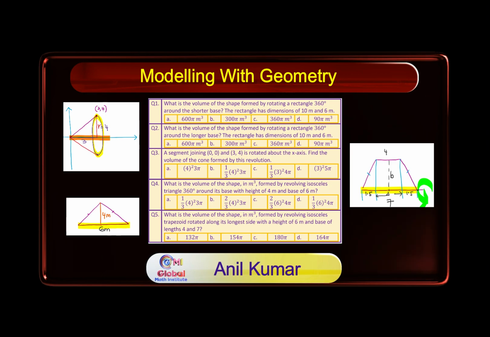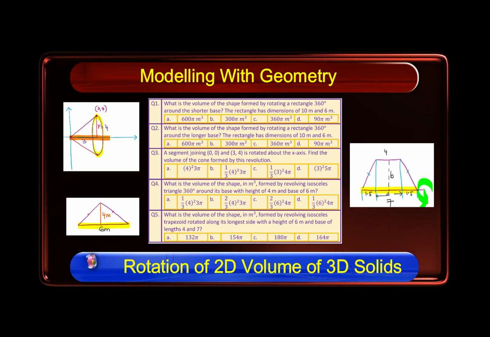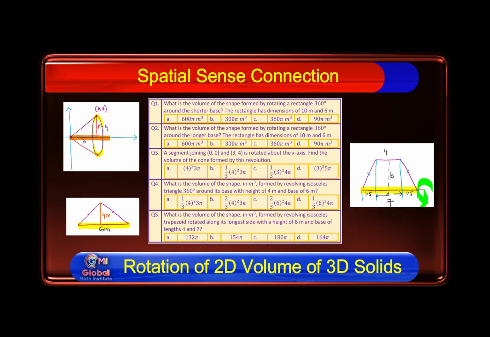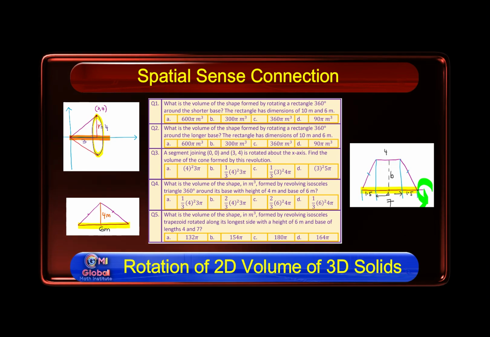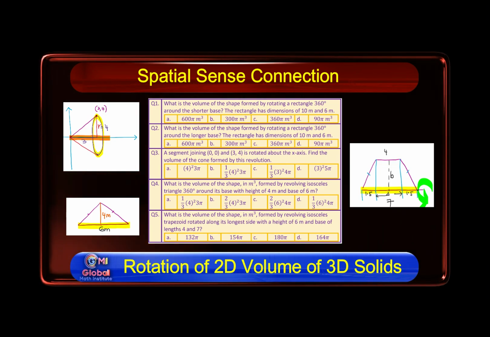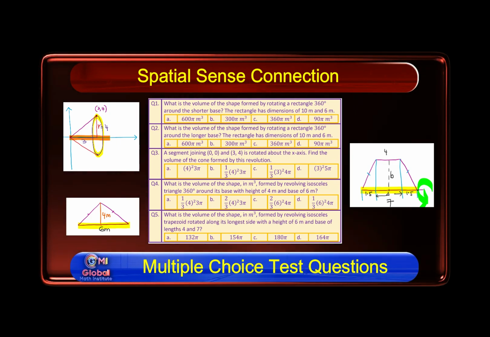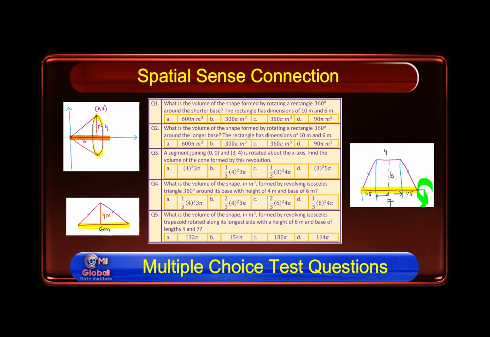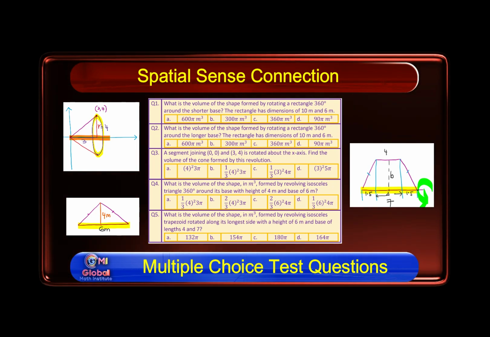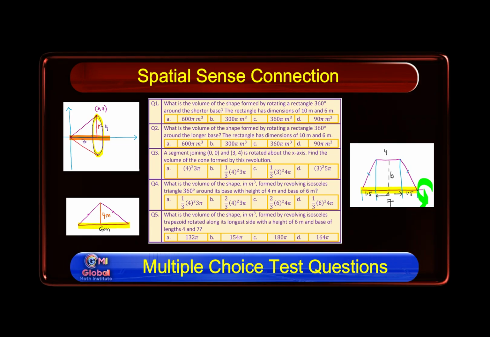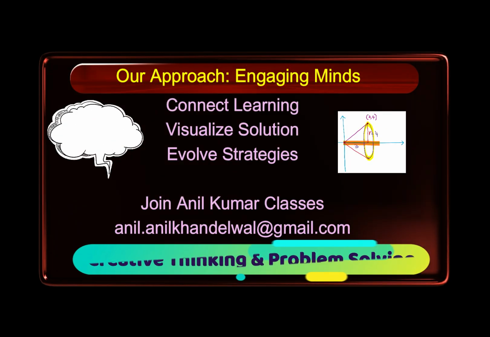In this video, we are going to look into 5 multiple choice questions based on modeling with geometry. We will see how rotation of 2D objects can create 3D solids, and we are going to find the volume of these 3D solids. We'll understand the concepts. Try to visualize in space how it looks.